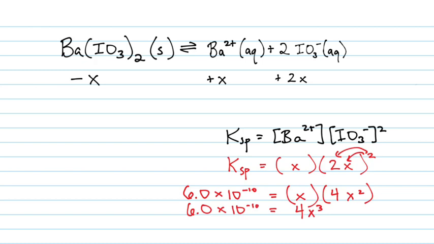Now I just have to solve it for x. X is going to be my answer. That's the molar solubility of barium iodate, and this one will have a unit for it. So first I'll divide both sides by 4. And I'll move to the board. I think that's going to be 1.5 times 10 to the negative 10 on the left.